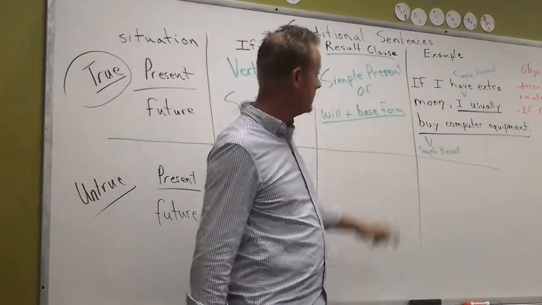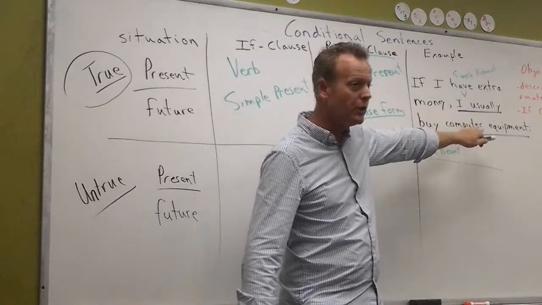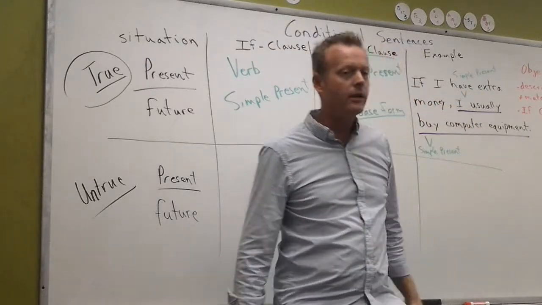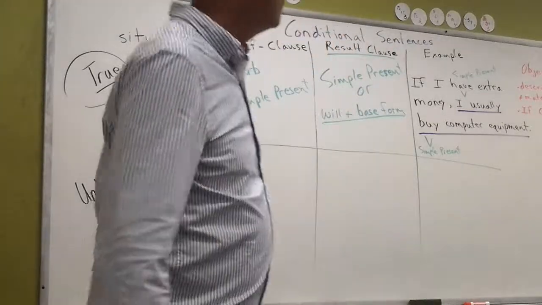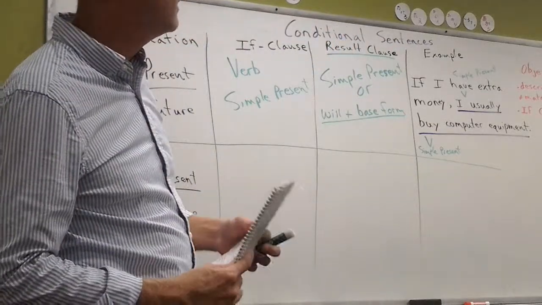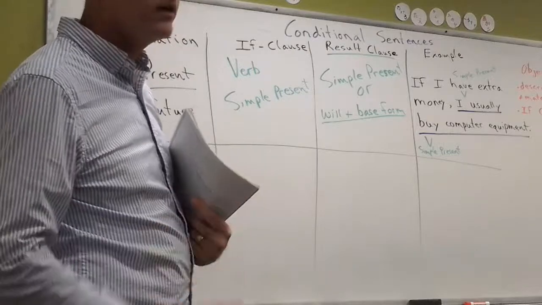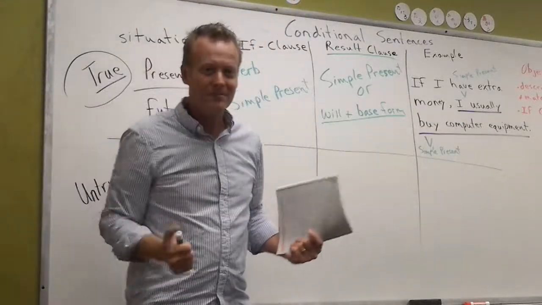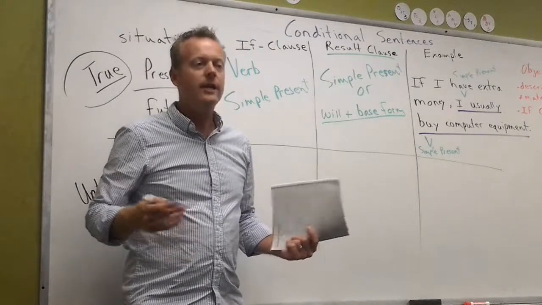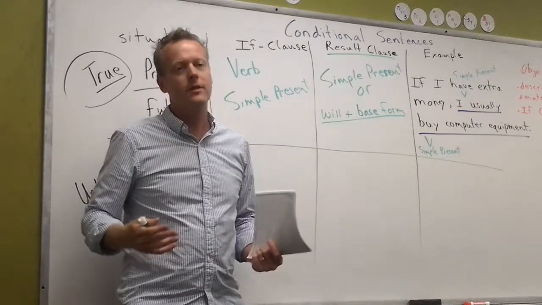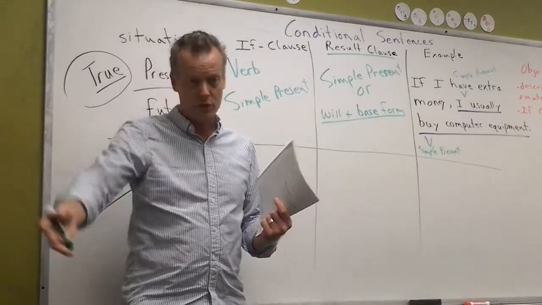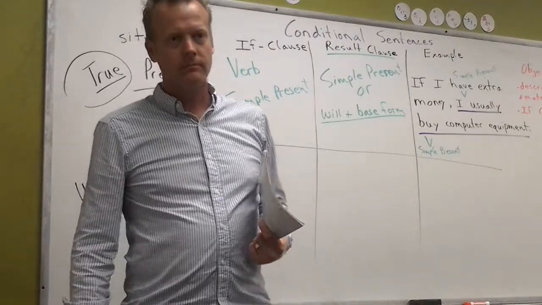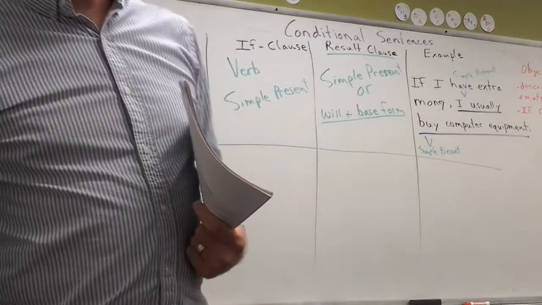Okay, what do I mean? Look at this. You can change this to future. If I have extra money, how can I make it future? I will buy a new computer. I will buy new computer equipment in the future. But the idea there is you're trying to express something that is a true condition and result. But how can I differentiate between true and untrue? Let's look at an example.